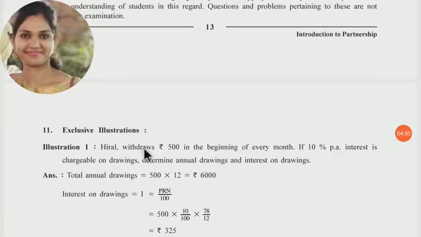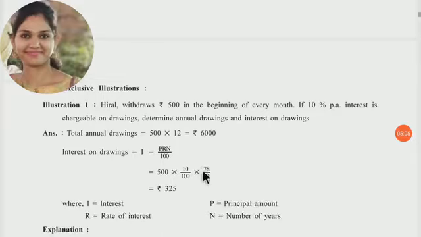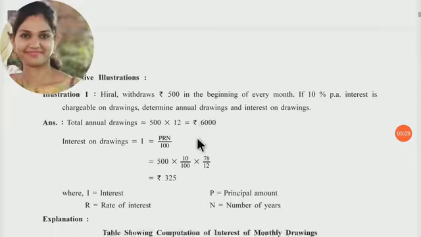See, she is withdrawing rupees 500 in the beginning of every month, right girls? So what is the total annual drawing? 500 into 12 months, so the annual drawing is rupees 6000. If you do this calculation and get this answer, you will get 1 mark for this.